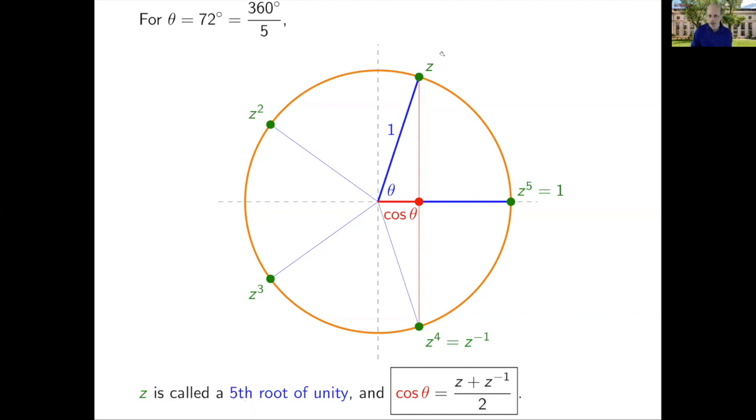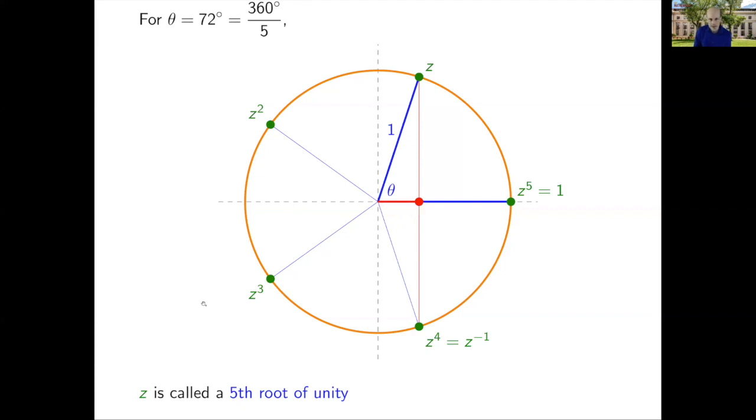And so you can do this with any rational number of degrees. If you have any theta that's a rational number of degrees, you'll get some kind of root of unity. Maybe not a 5th root of unity, but it'll depend on what this denominator is, what kind of root of unity it is. Okay, so we're going to use this equation now, the boxed equation.